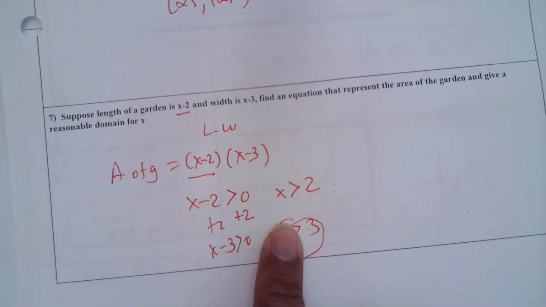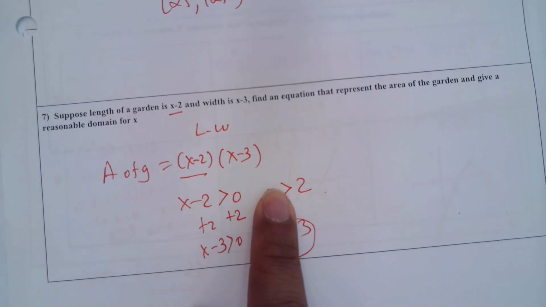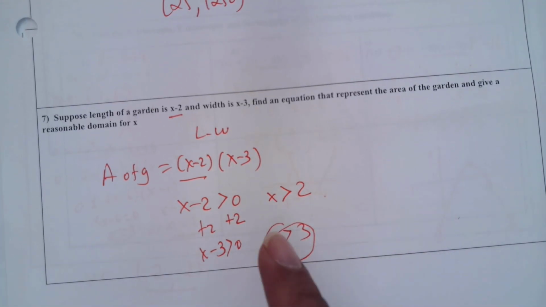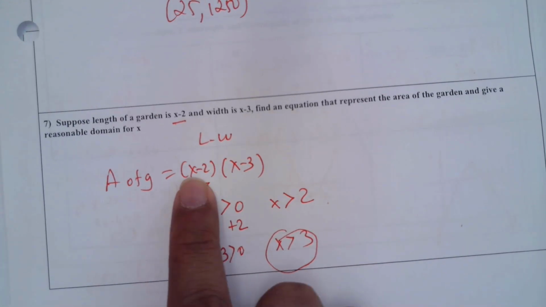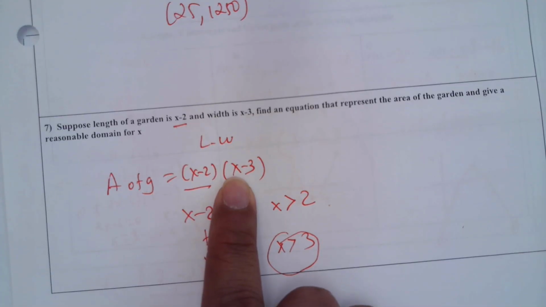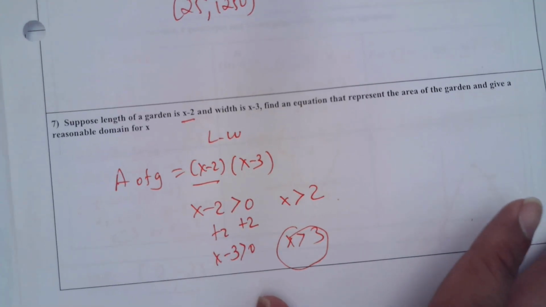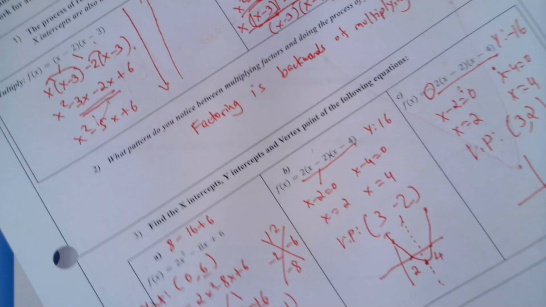2 doesn't work for this, right? 3 works for both of them. For example, what number would be greater than 3? Let's say 4. 4 minus 2 is 2, 4 minus 3 is 1, and it works for both of them. Perfect. Moving on.